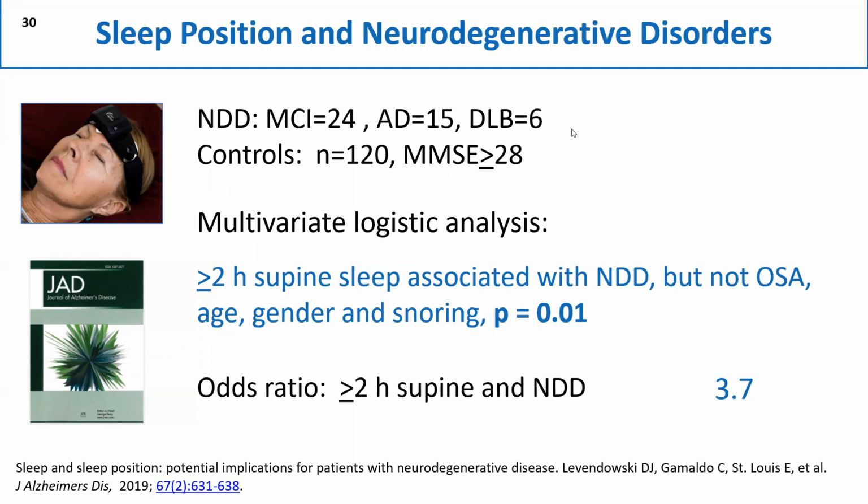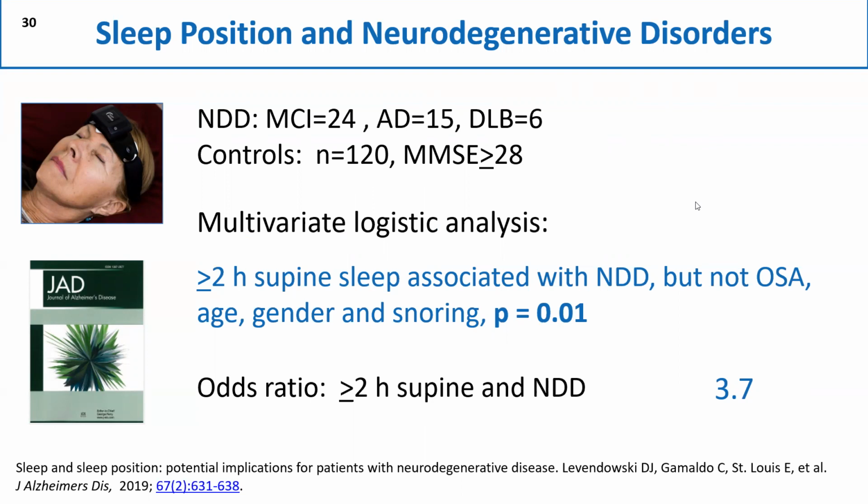We loaded all of the sleep variables into a discriminant function to identify what sleep characteristics could discriminate those with the neurodegenerative disorder from those with controls, meaning those that had an MMSE score greater than or equal to 28. And the primary variable, the most significant variable, was sleep time in the supine position. That very much surprised us. At the time, we only had 40 controls. So we worked with Washington University and used controls that they had for their ongoing research. And so we ended up with 120 total controls that we used for this analysis.